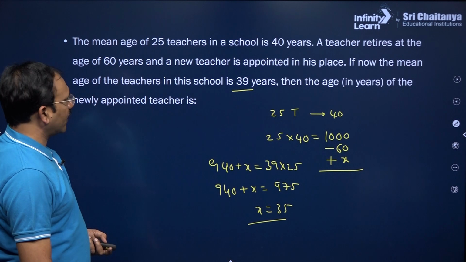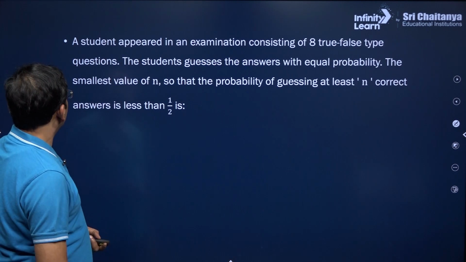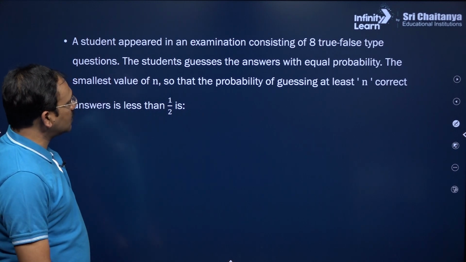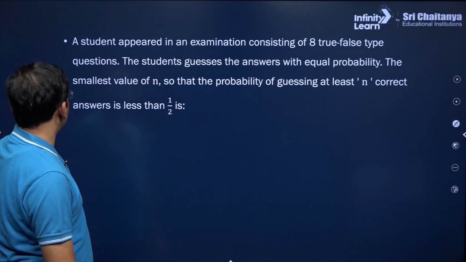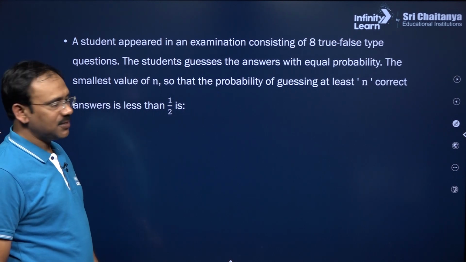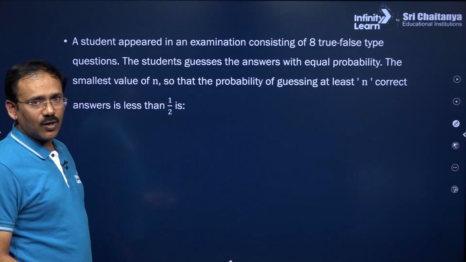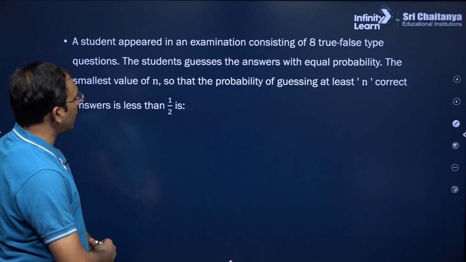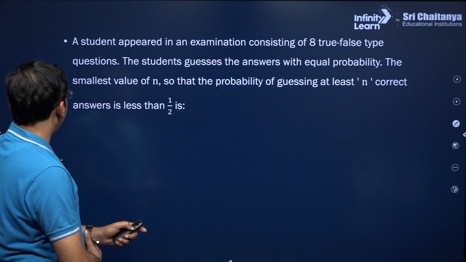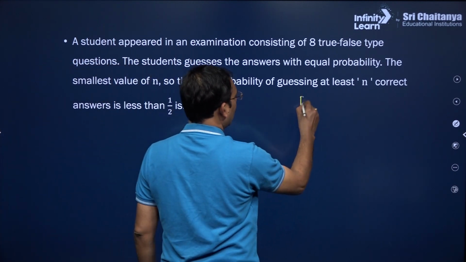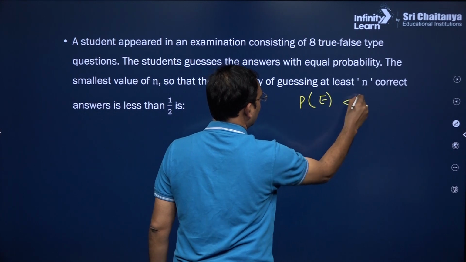Right. So I can say, my dear friend, next one: a student appeared in an examination consisting of 8 true-false type questions. The student guesses the answers with equal probability. Okay, for each question 1 by 2 is the chance. The smallest value of n, so that the probability of guessing at least n correct answers is less than 1 by 2. Your probability of the event must be less than 1 by 2.